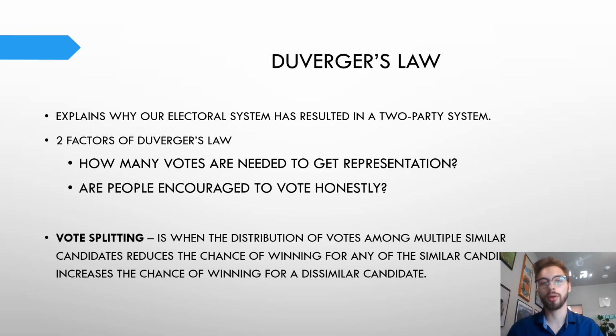Now, there is something called Duverger's law. This is very important because it helps us understand why we have a two-party system, even when a lot of the general population feels like we need more diverse parties and more adequate representation, as we often have the sentiment that our current representatives do not perfectly represent our interests. So, what is Duverger's law? Duverger's law is a theory that asks two questions to illustrate why we have the political system we have. The first question is, how many votes are needed to get representation on any level? And the second question, are people encouraged to vote honestly?